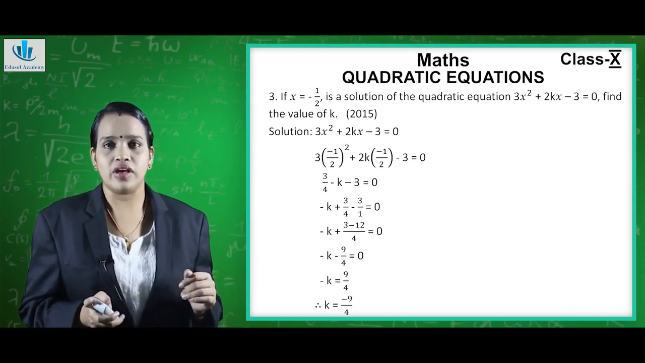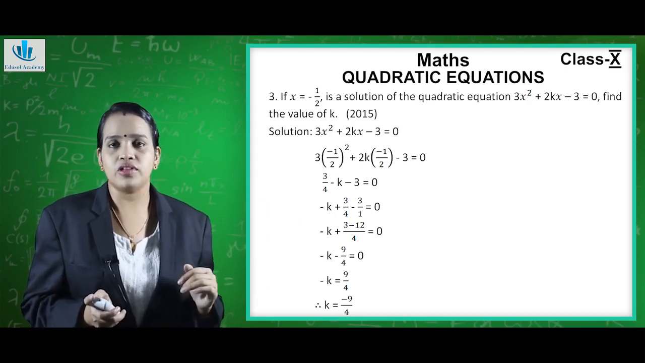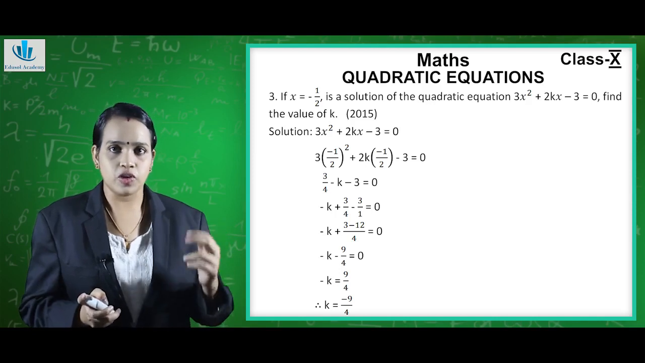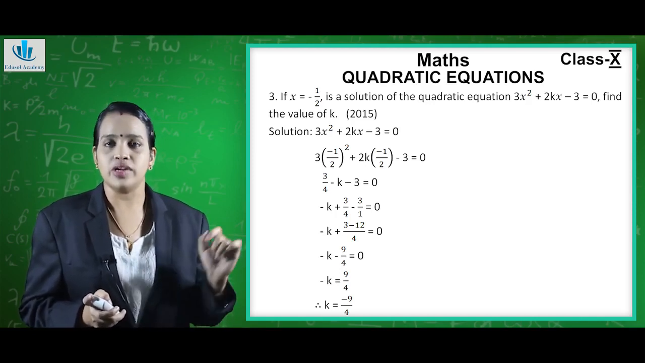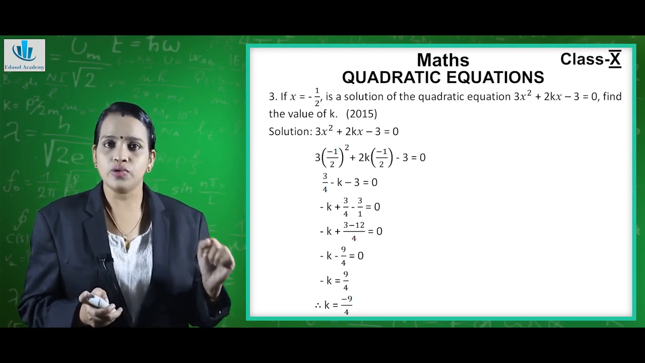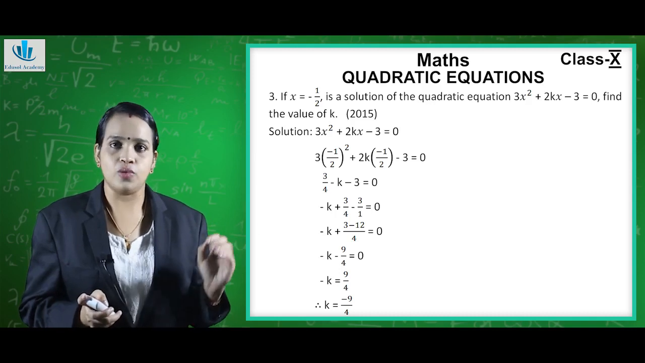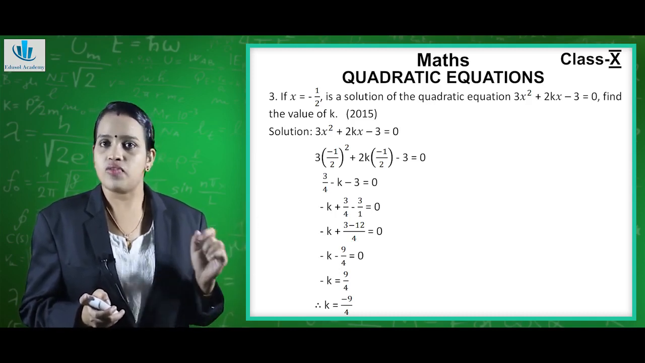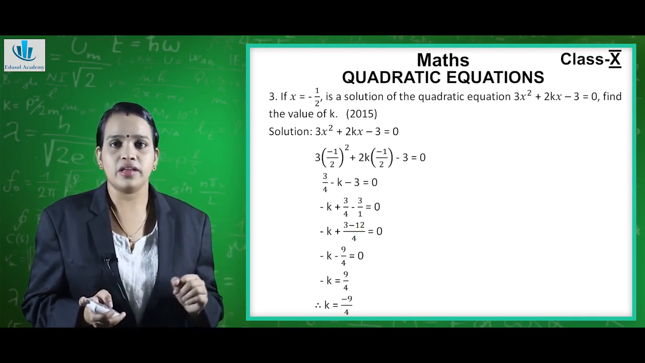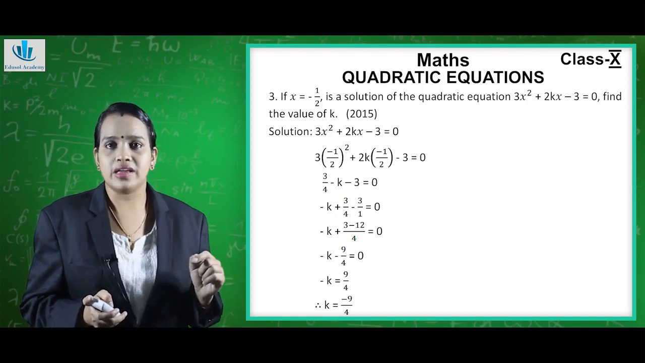Now we already have the value of x, it is given in the question. So now we can directly put the value of x in the equation. So we will put it. So it becomes 3 into (-1/2)² + 2k into (-1/2) - 3 = 0. Now (-1)² gives 1 upon 4. When we multiply it by 3 it gives 3 upon 4, minus, our 2 over 2 gets cancelled.